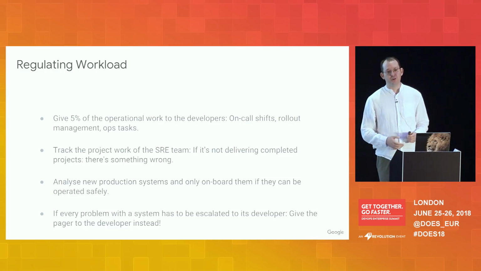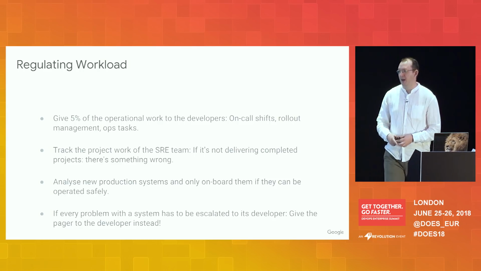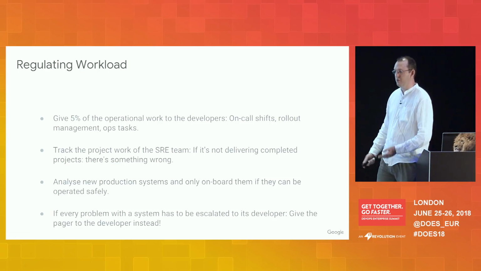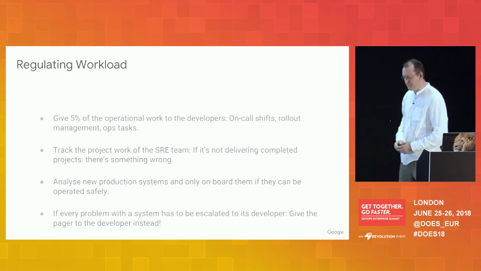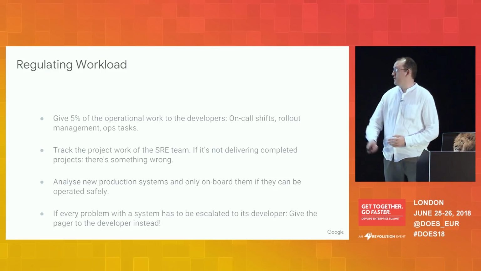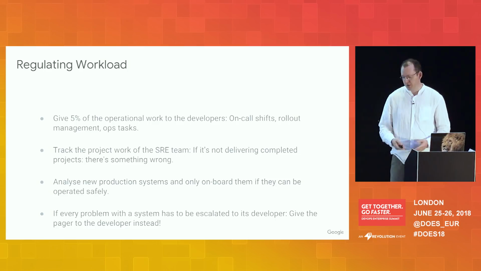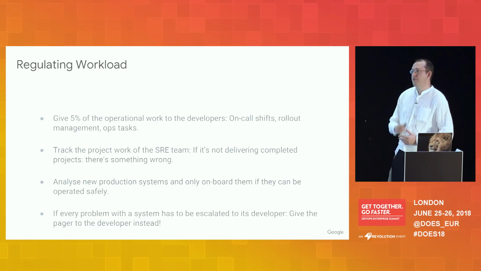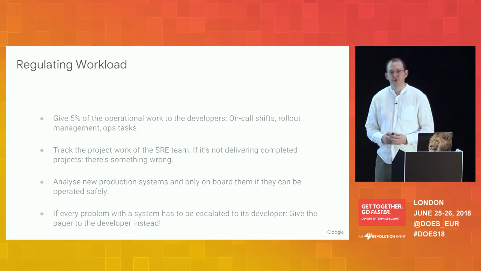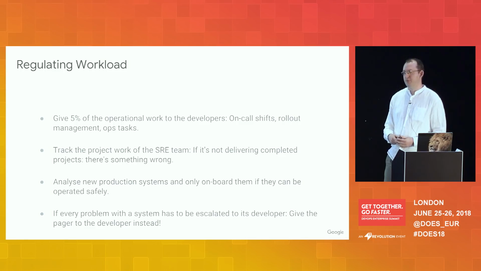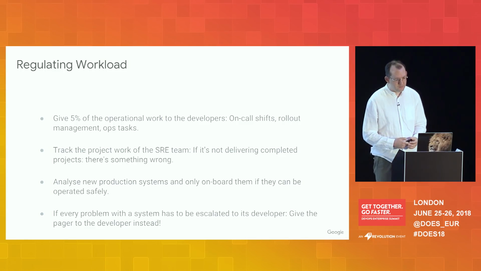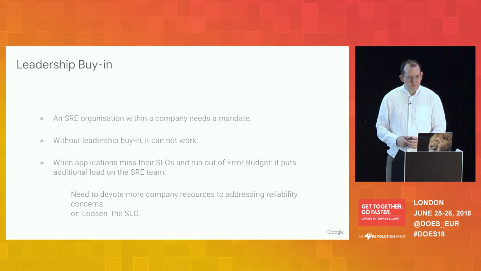Giving developers 5% of the operational work is an excellent way to make them actually understand what it means to do that operational work. It stops things from getting put to the back of the backlog if they have to participate. You, of course, can do the usual project management thing, track completion. SRE teams are often very good at analyzing new production systems because they've been running all the old production systems for so long, and so you see all the same patterns coming up again. And we all know that fixing things up front before they're deployed is much, much cheaper than fixing them after they're deployed. Leadership buy-in.